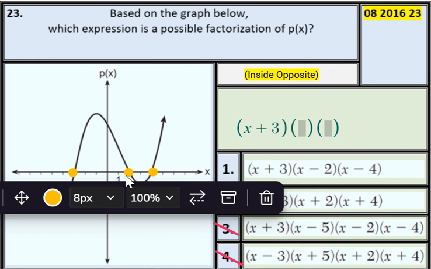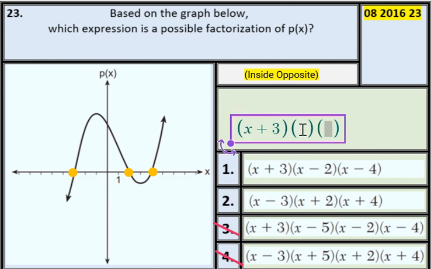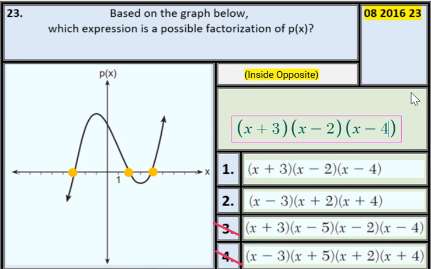Now I have x equals 2. I'm going to have x minus 2. Finally, I have x equals 4, so I have x minus 4. And just by knowing inside opposite, I determine the correct answer to this question is choice number 1.